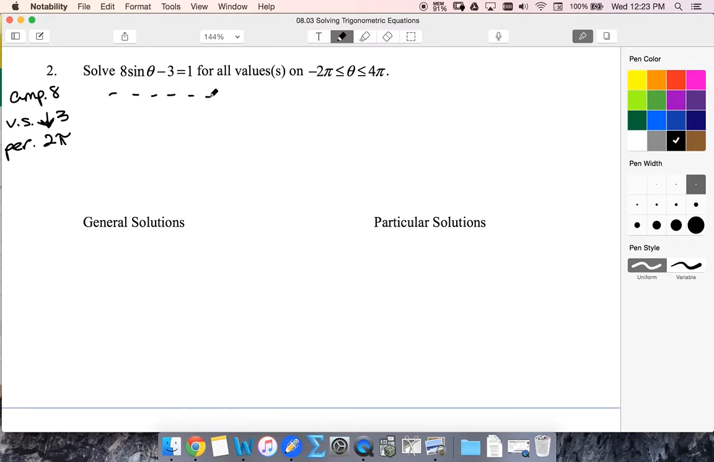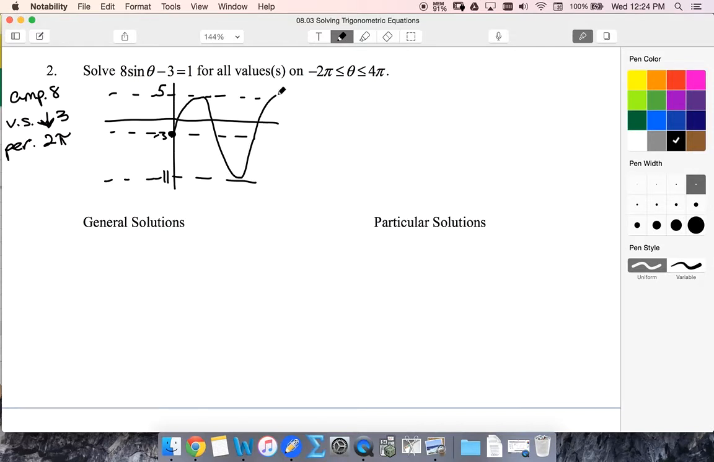So I'm going to sketch my 3 lines. I know that this one is -3, go up 8, that gives you +5, so somewhere around here is the x-axis, -11 down here. It's a sine graph, so I'm going to start in the middle. Going to 4 pi means I'm going to go 2 full cycles. So 1, 2. So that's 4 pi there.